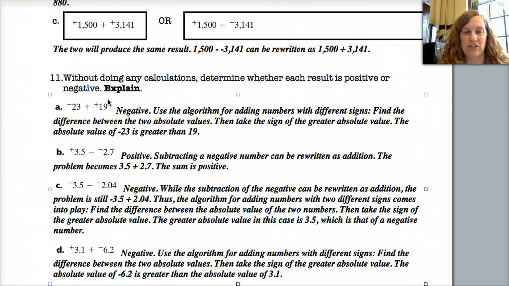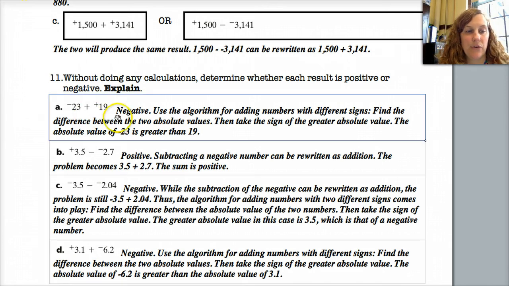Without doing any calculations, determine whether each result is positive or negative. Same thing, remember our rules, remember what we think our answer is going to be, which is bigger, which is smaller, that'll help you figure it out. So if I have negative 23 plus a positive 19, it's an addition, my negative is a bigger number than my positive, negative 23, the absolute value is bigger than the positive 19, so it's going to be negative.